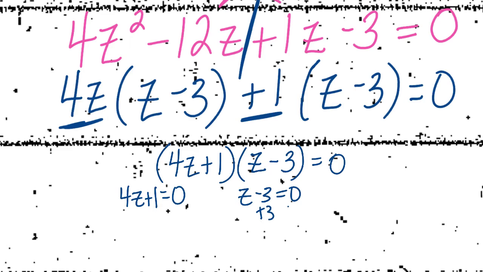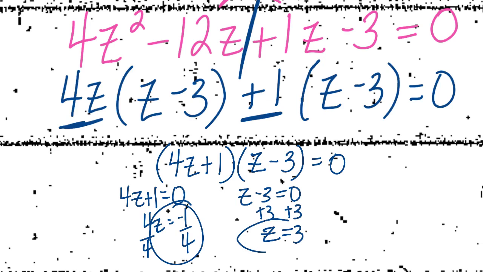And I'm going to solve the right one first because that's super easy to solve. Z is equal to 3. The left one, I'm going to subtract 1, divide by 4. Z is equal to negative 1/4 and positive 3.